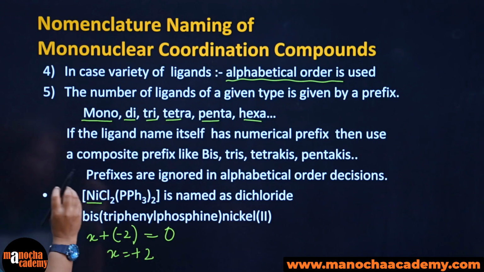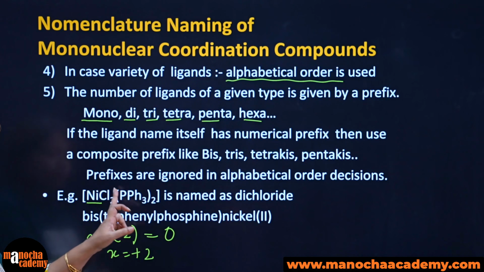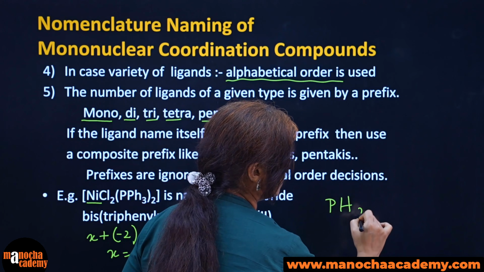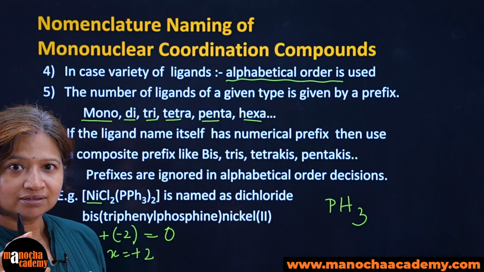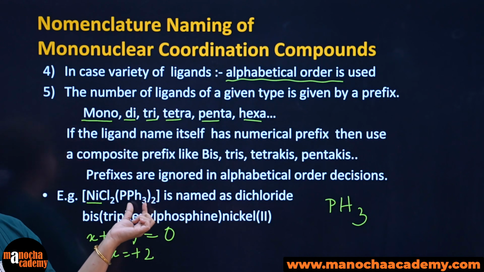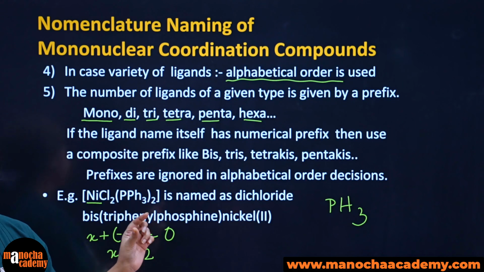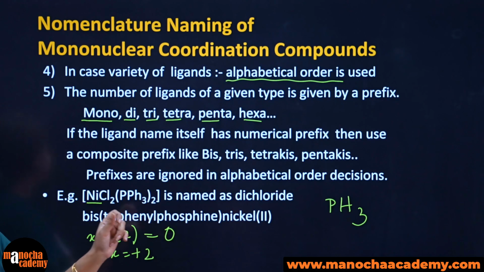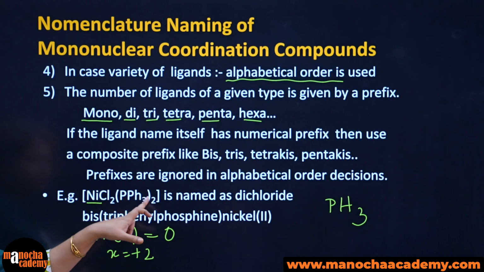Next, what are the names of the ligands? Cl we know as chlorido. PPh3 is triphenylphosphine. Phosphine is PH3. Three hydrogens are replaced by three phenyl groups, so it becomes triphenylphosphine. How many are present? Two are present. But this is a bit complicated. We can't write di-triphenylphosphine. How does the name look? So for such things we use the term bis, tris. So this is 2.